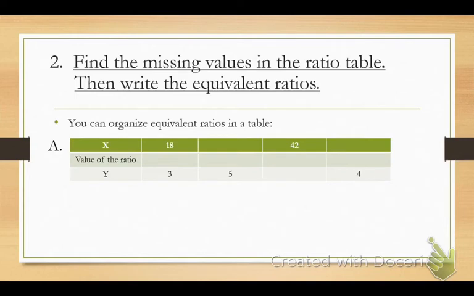So now we're going to talk about some equivalent ratios or some equal ratios. This tells us to find the missing value of the ratio table and then to write what the equivalent ratios would be. This tells us we can organize equivalent ratios inside of a table. If you are ever working from the top of a table to the bottom, I want you guys with your red pen to put a little arrow. So in this case, I'm working from the top to the bottom, every time you're going to divide.